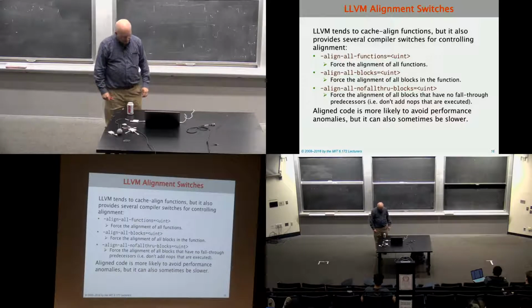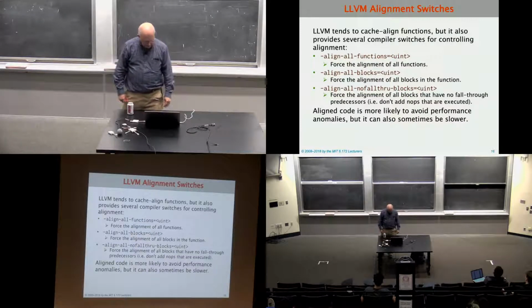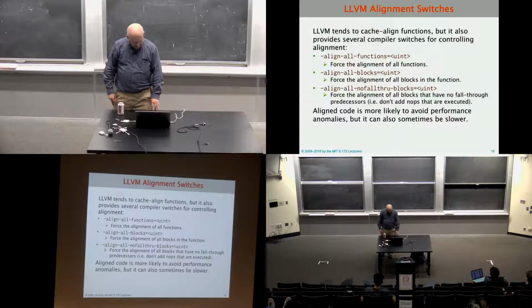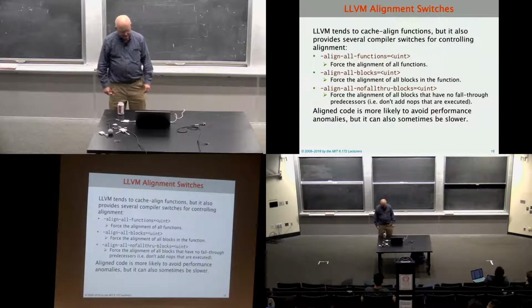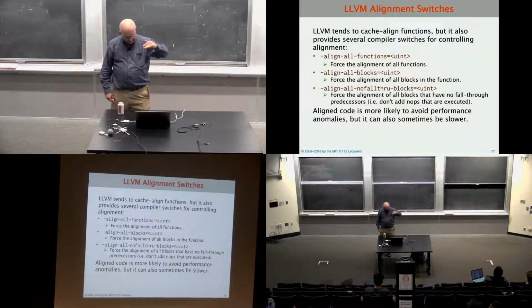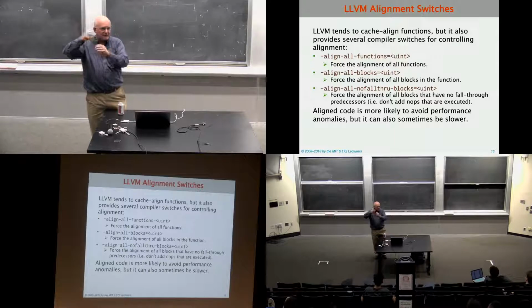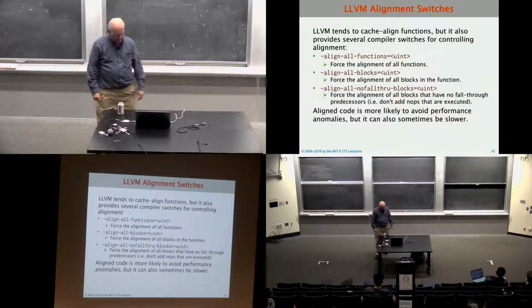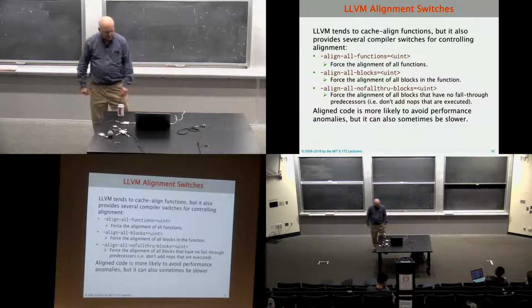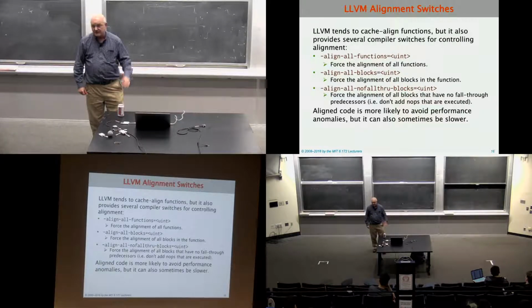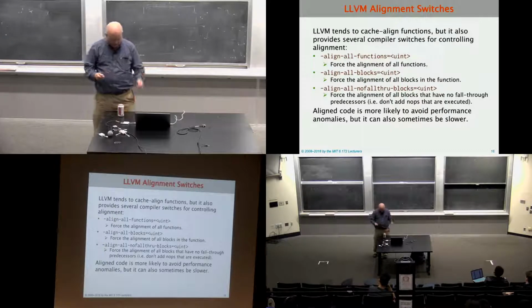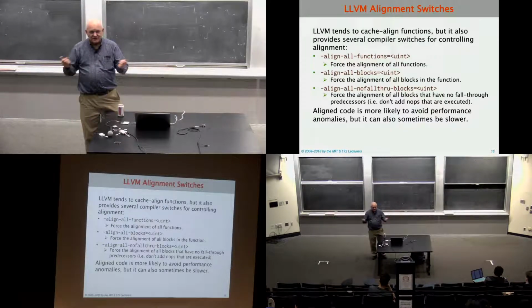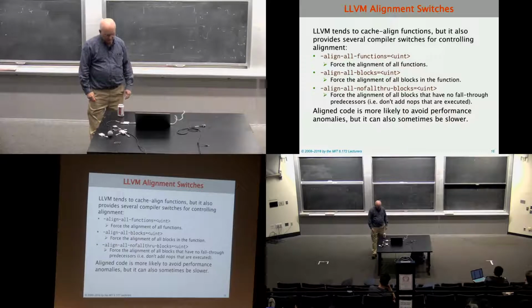Okay? Probably more practical is to force the alignment of all blocks that have no fall-through predecessors. That is, you don't have to add nops. So this basically reduces it to the ones that are usually causing the trouble. So aligned code is more likely to avoid performance anomalies, but it can also sometimes be slower. And so one of the questions is, well, which matters to you in your particular thing?